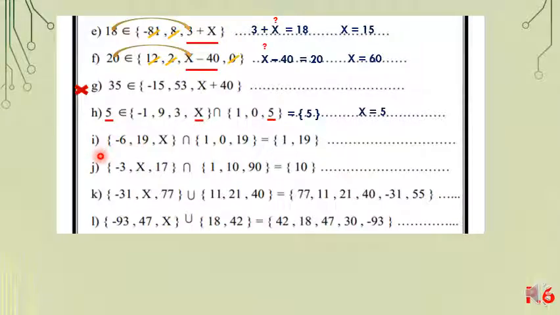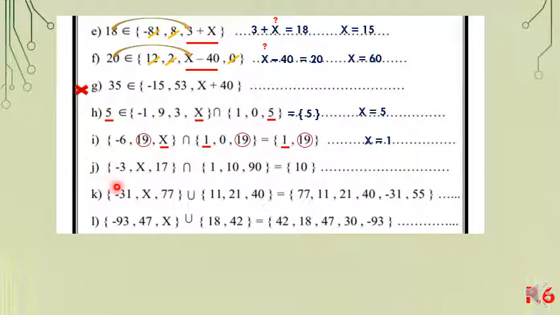Letter I. Here, negative 6, 19, x intersect 1, 0, 19 equals 1 and 19. I want to find the value of x. Here is my answer. The intersection between this set and the other set is 1 and 19. Here is 19 and here is 19, and the answer we have 19. Here we have 1, here we have 1. So this x must be equals what? 1. So this x equals 1.